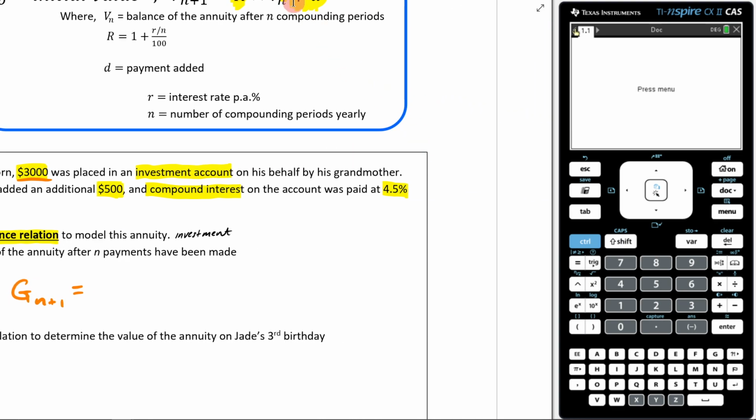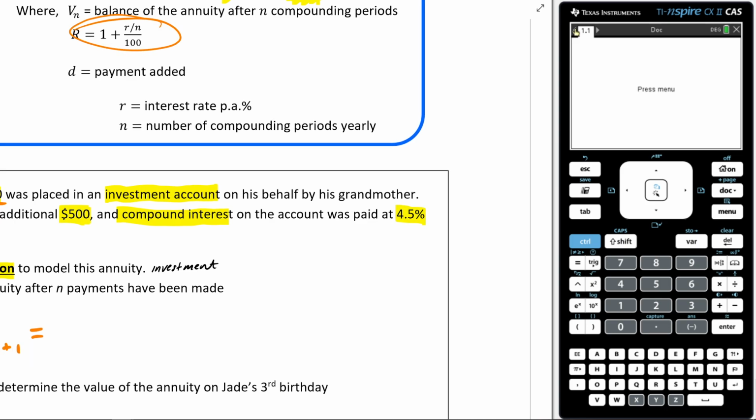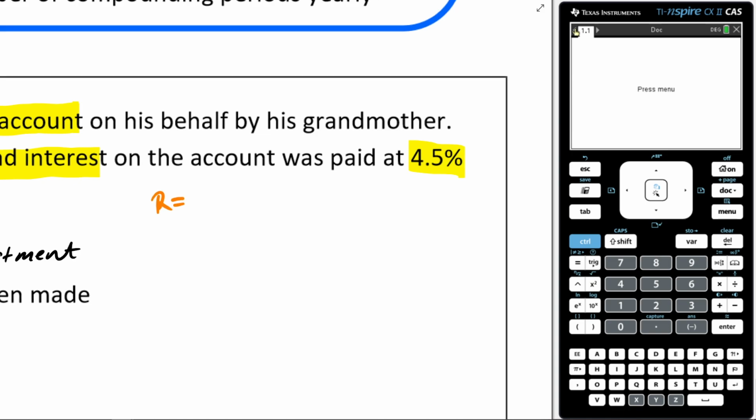So we'll come over here. We're going to have to write a little small. We're going to figure out R, and I'm going to use this little formula right here. So R is equal to, let me zoom in, 1 plus R over N over 100. What is that going to be? Well, 1 plus R is 4.5.